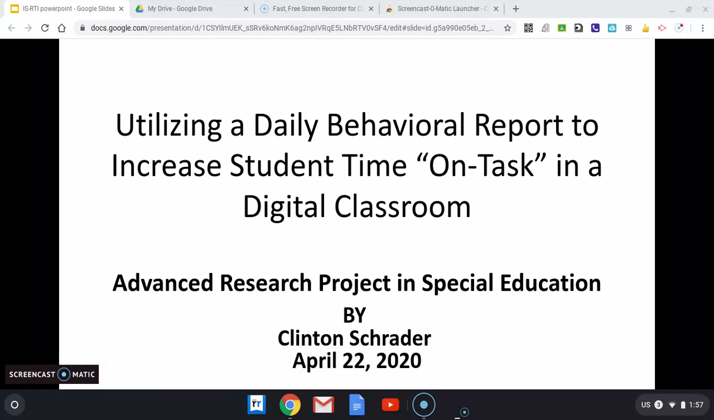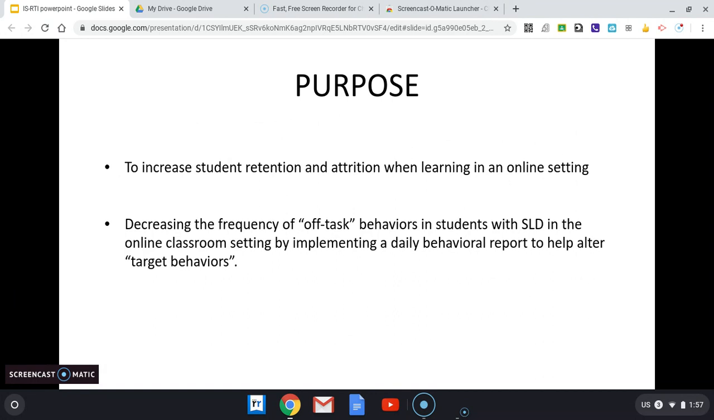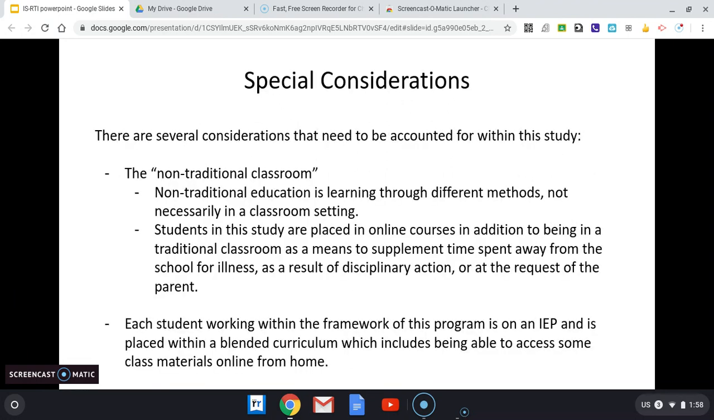Okay, so for my RTI project, I am utilizing a daily behavior report card to increase on task behaviors in a digital classroom. So the purpose was to increase student retention and attrition when learning in an online setting. I want to decrease the off task behaviors of students with an SLD in the online classroom setting by altering their target behaviors. I want to know what will the response be if a student with an SLD is placed on an individualized behavioral contract to improve their time on task during online instruction.